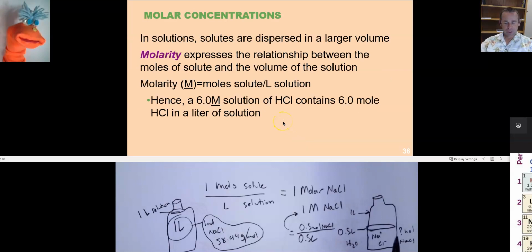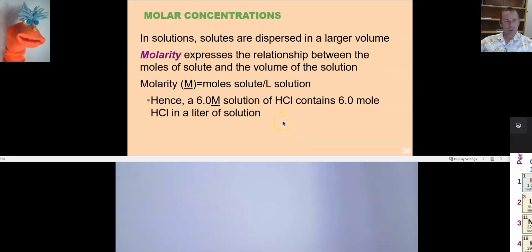Okay, so here's another example. Molarity of HCl in a solution is 6 molar. That means that there's 6 moles of HCl for every liter of that solution. That's molarity. Okay?